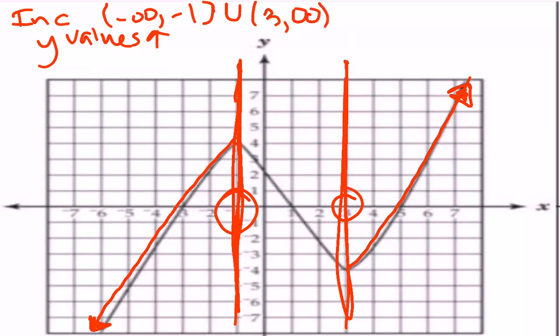Since there's two pieces of my graph that increase, that means my interval notation is going to have two pieces. Notice that the 4, at 4 and down at -4, does not come into play, because when I say when, I'm talking about x values. So let's clean some of this up a little bit.